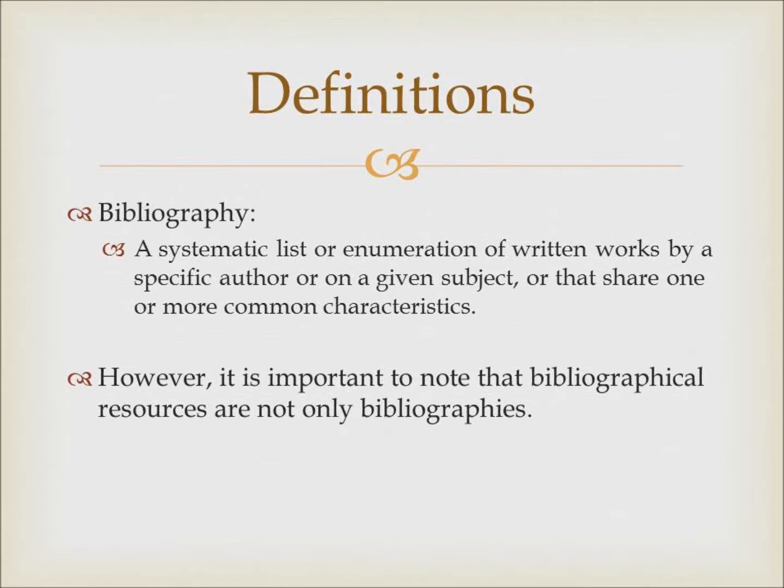A bibliography, which is a systematic list or enumeration of written works by a specific author or on a given subject, or that share one or more common characteristics. So basically this is a list of resources organized thematically. I guess this second one isn't a definition, but it says that it's important to note that bibliographical resources are not always going to be bibliographies.